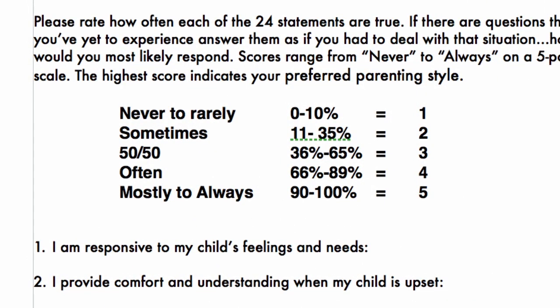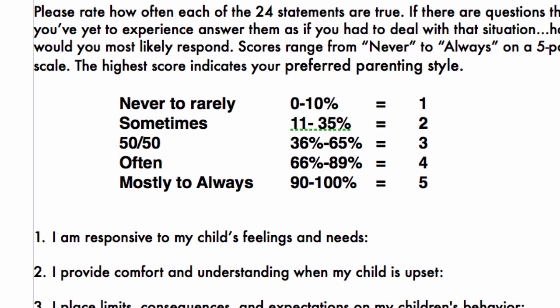All right, so maybe you do it once in a while. You're not doing it that often. You may score it as a 1. But you may score it sometimes. Sometimes is far less than half the time, but it's not close to rarely or never. And I give you again a range here, 11% to 35%. So basically, if 1 out of 3 times or 1 out of 4 times you're being responsive to your child's feelings and needs, then you would give it a 2.